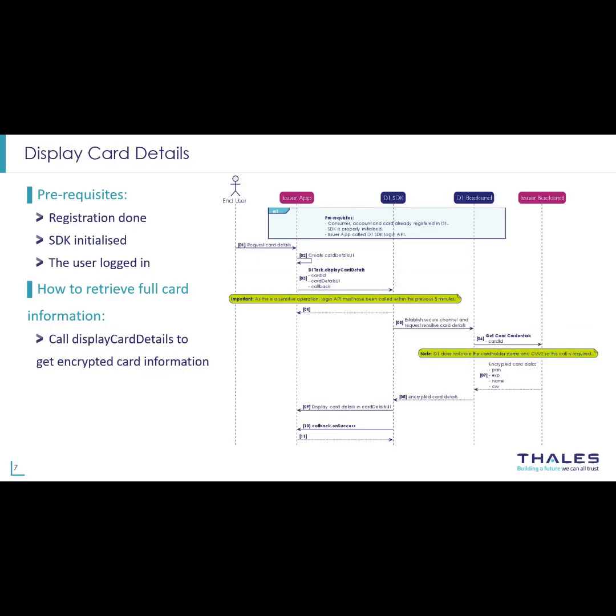Display card details. We also offer a more convenient option how to show the card details. In this solution, the application developer needs to create a card detail UI where you can pass references to the labels like PAN text view, expiry date text view, cardholder name text view and CVV text view. Then the SDK will fill these views for you when you are calling Display Card Details API and providing the card ID and card details UI.